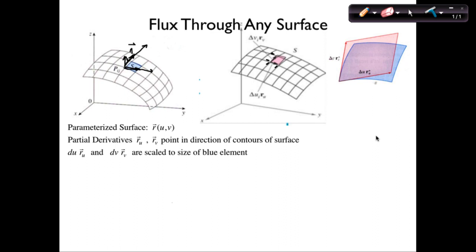Parallelogram, remember? So what do we need? We need the area of that parallelogram. If we're going to get the area vector, we need the area of that parallelogram, and we need the direction orthogonal to it.